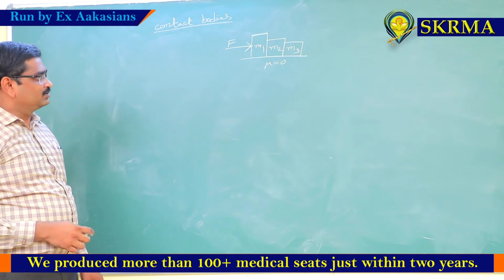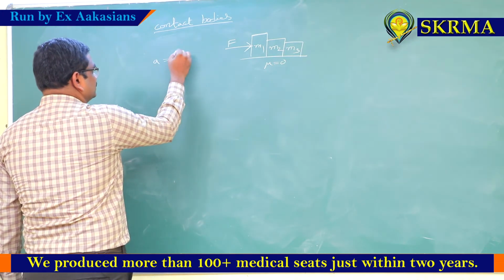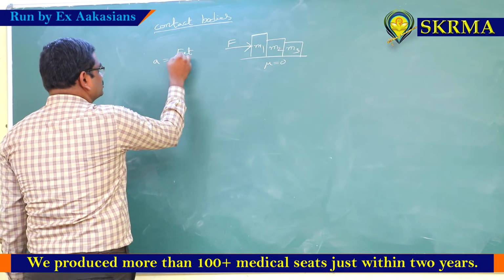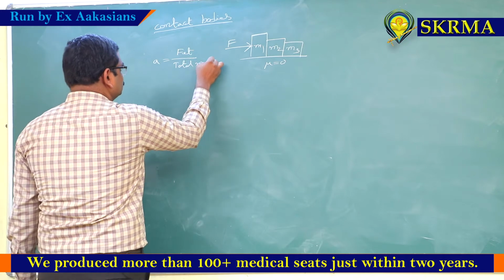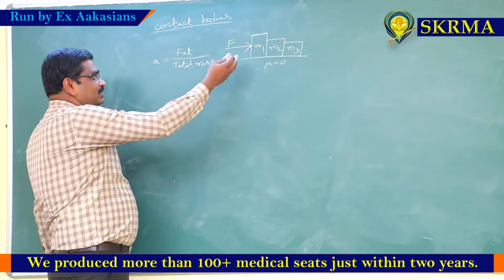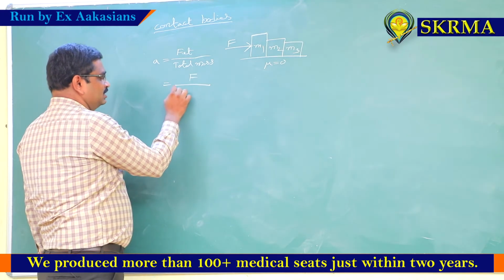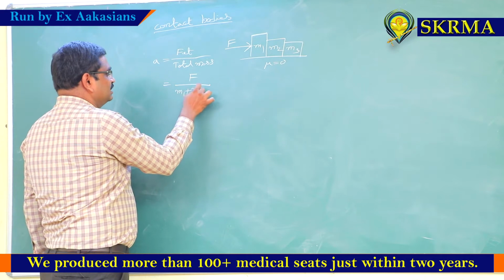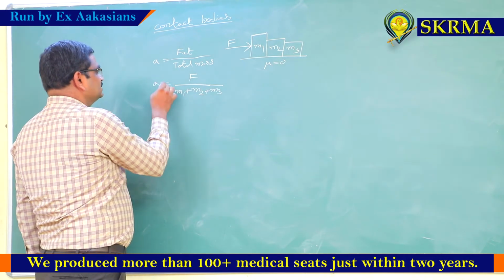Now, from the basic concept, what is the value of acceleration? Acceleration is net force by total mass. For this one, what is the value of net force? Capital F is the net force. What is the total mass of the system? m1 plus m2 plus m3. This is the acceleration.